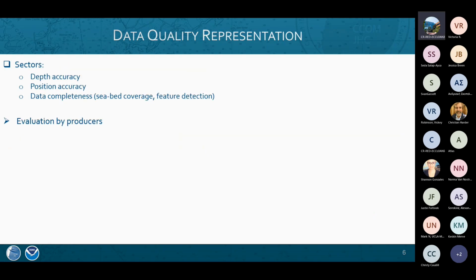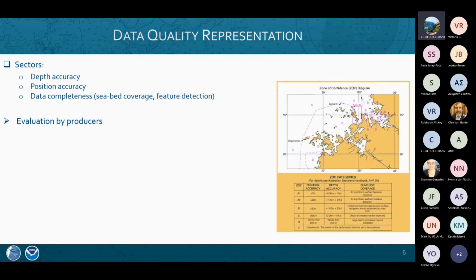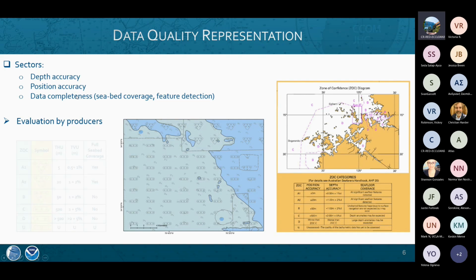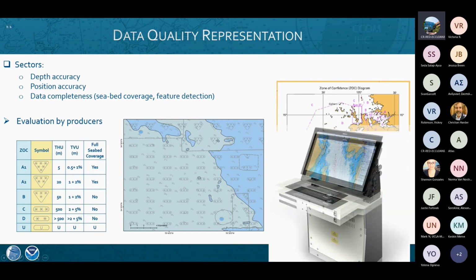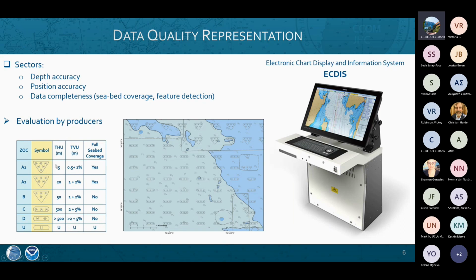The data quality on paper and electronic navigational charts is portrayed using overlays of polygonal sectors, each one assigned a category zone of confidence, as we call it CATZOC, based on the positional and attribute accuracy of measurements, as well as the data completeness. We have 6 categories, A1, A2, B, C, D, and U for unassessed data. And currently, ZOC is portrayed on electronic chart displaying information systems as a series of stars, as you can see here, where the concept is that more stars represent better quality data.